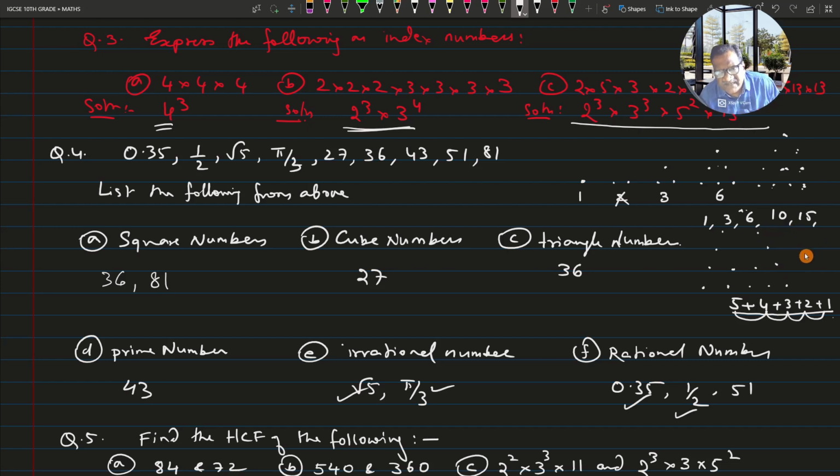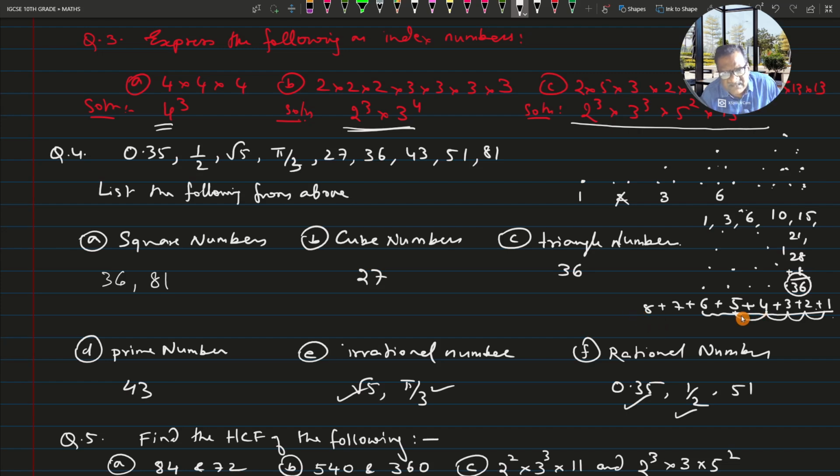This way you have to do. Now if you want to find the next triangle number, this was corresponding to 5 base. Now you do 6, so you add 6. This is 15, and 15 plus 6 will be 21. So next will be 21. Then here you add 7. 21 plus 7 is 28. That way you have to go on. Here you add 8. 28 plus 8 is 36. So 36 you are getting.